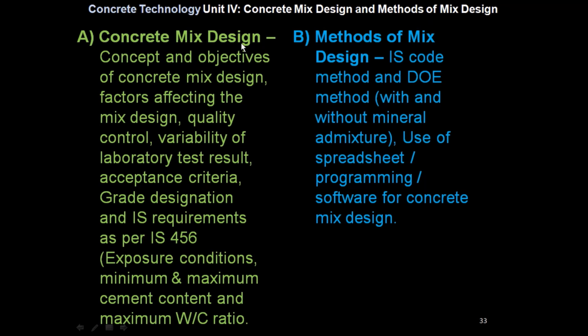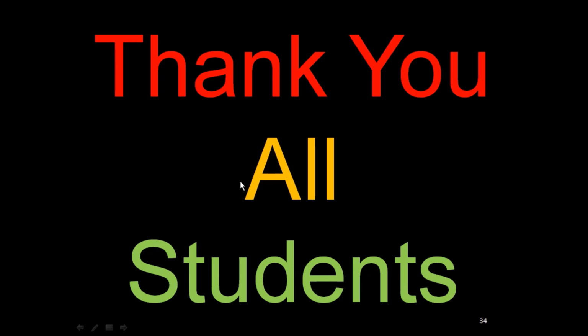So we have seen unit number 4, concrete mix design and method of mix design, which includes part A, concrete mix design, which has concept and objectives of concrete mix design, factors affecting the mix design, quality control, variability of laboratory test result, acceptance criteria, grade designation and IS requirements as per IS 456, exposure conditions, minimum and maximum cement content and maximum water cement ratio. It also includes part B, method of mix design, which includes IS code method and DOE method with and without mineral admixture, use of spreadsheet programming software for concrete mix design. Thank you all students.